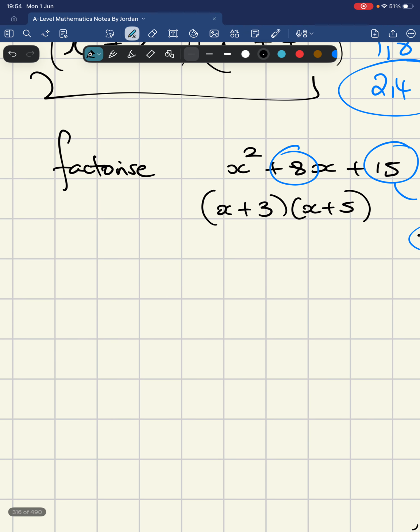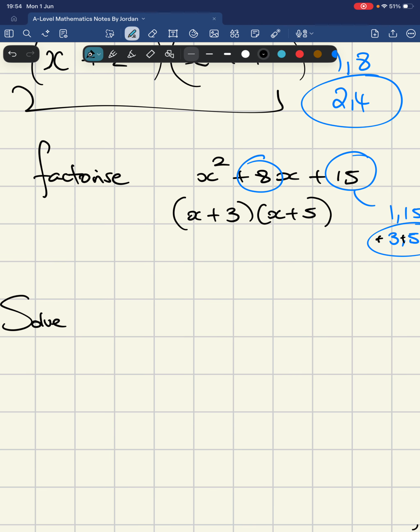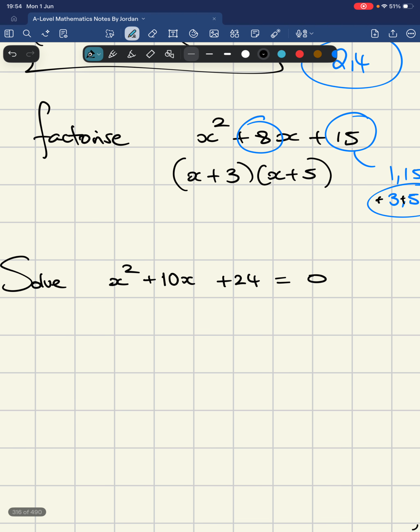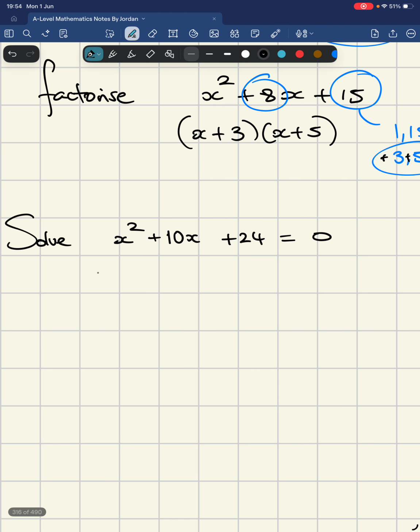Now, what's solving? If I said solve, the only difference is you'll have a quadratic, which is the same, but it will be equal to 0. So if I had this one and it said solve, it would actually be equal to 0. That would be the difference. So you just factorise it like you had before.